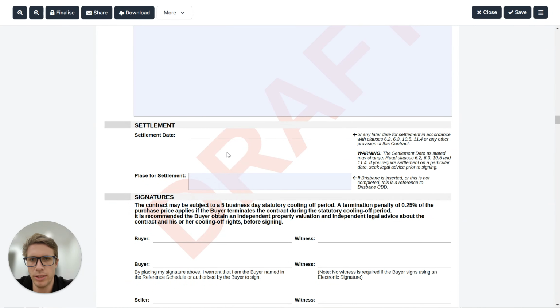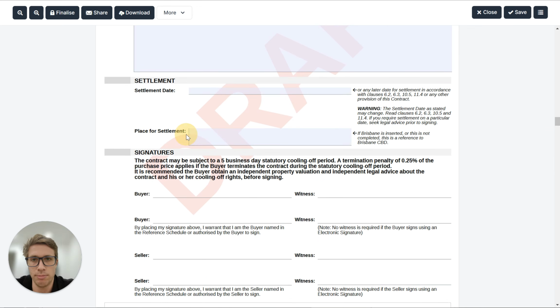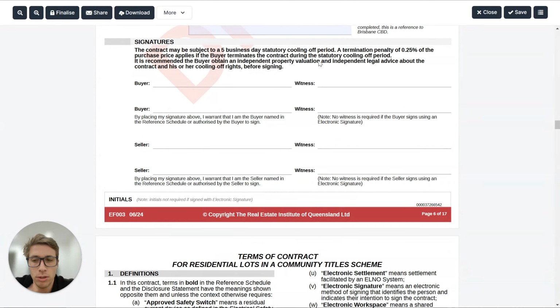Settlement date. So that's going to be the settlement date that's discussed. And then this here is obviously just place of settlement, which is going to be where the property is. So this is pretty much the end of this section here. So buyer, seller signatures. Just note that no witness is required if you use an electronic signature. So normally you have to initial every single page if it's paper, but if it's an electronic document, so DocuSign, you don't need a witness, and you also don't need to initial.